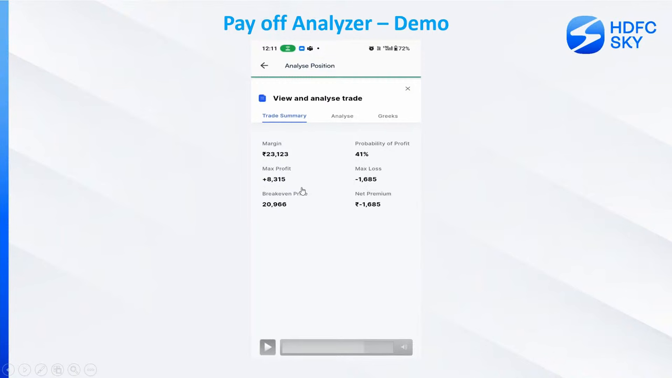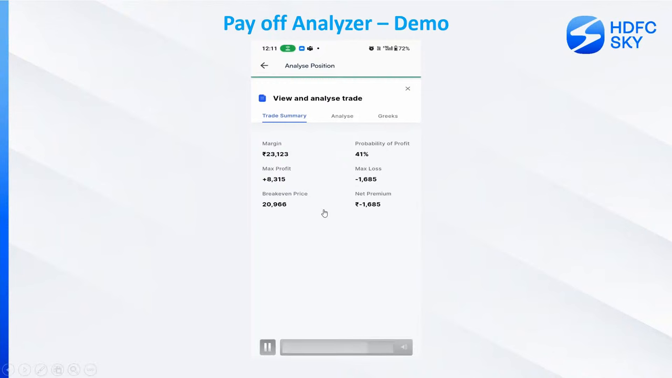So if you see, the risk reward is quite favorable, I have a loss of only 1,700, and profit is 8,300. So here you can check the max loss, max profit, the break even price, after which level I will start making a profit. So below 20,966, if Nifty starts moving down, I will start making profit. And what is the net premium I have paid in this strategy? So I have paid 1,685, and net premium is only my maximum loss. So this trade summary is very much useful for the FNO traders.